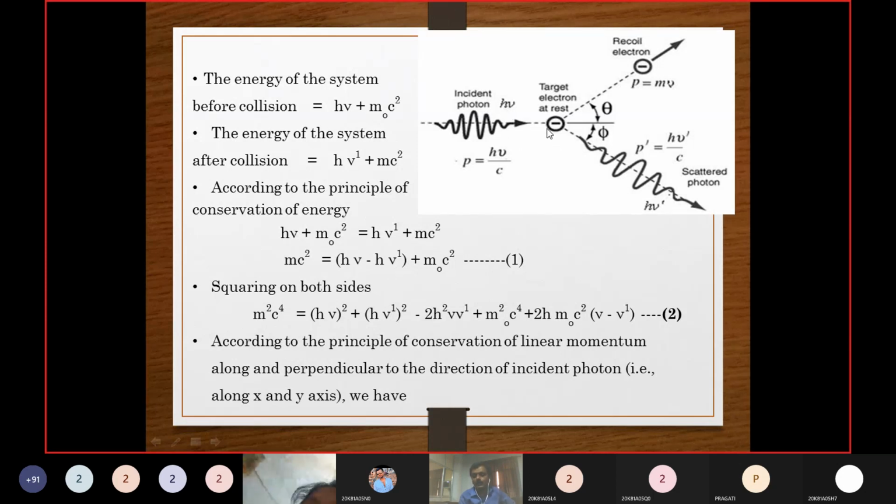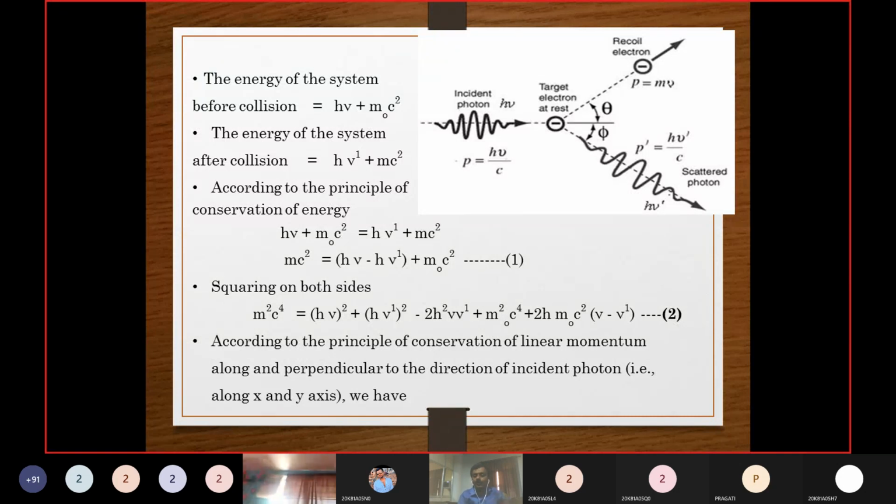Now the collision occurs between the electron and the photon. Initially, the electron is at rest. Electron at rest means, what is the momentum of the electron? Zero. The momentum of the electron is 0.